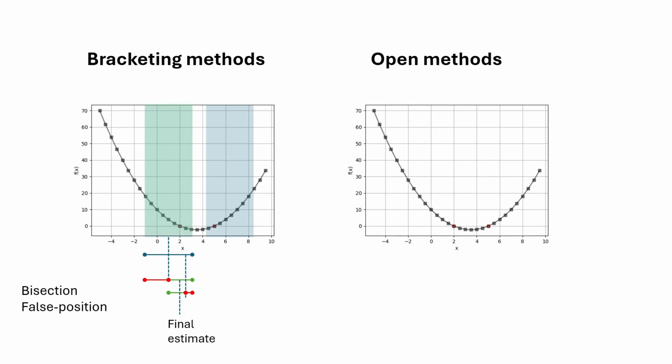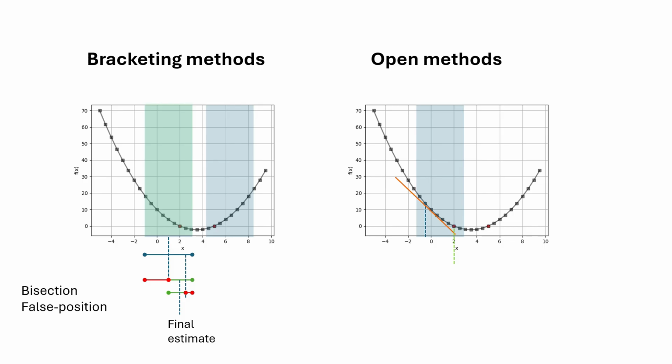Open methods, on the other hand, can involve one or more initial guesses, but these are not required to bracket the root. Open methods can therefore converge faster than the bracketing methods. Let's say we start with the initial guess. Using the derivative or an approximation to the derivative at the estimate, we can find the next estimate, and by doing so, we can converge to the root in a much faster way than the bracketing methods.